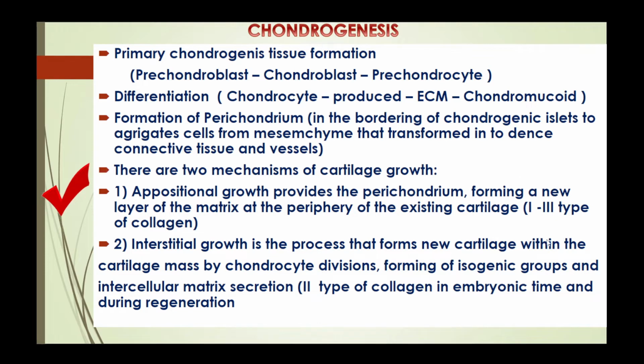So here chondroblast, chondrocytes, here only chondrocytes. So interstitial growth is the process that forms new cartilage within the cartilage mass by chondrocyte divisions, forming the isogenous groups and intercellular matrix secretion. In interstitial growth, the synthesis of collagen type 2 takes place. Effectively, it happens in embryonic time, but very often it is also used during regeneration after injury.